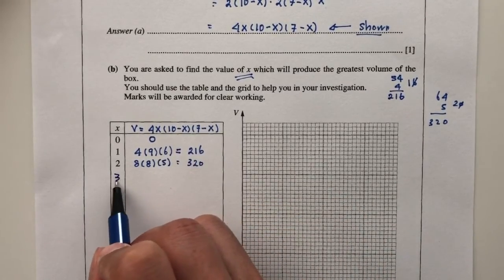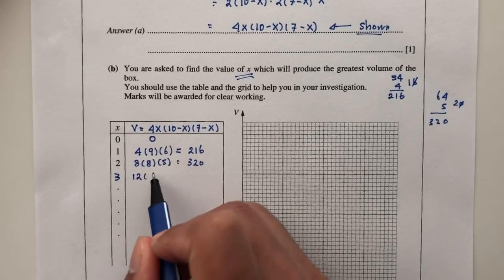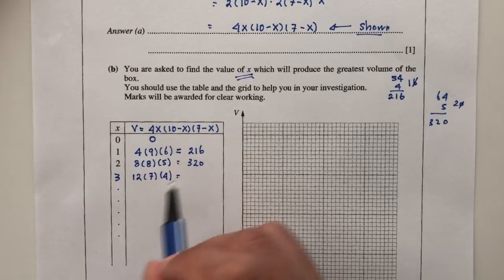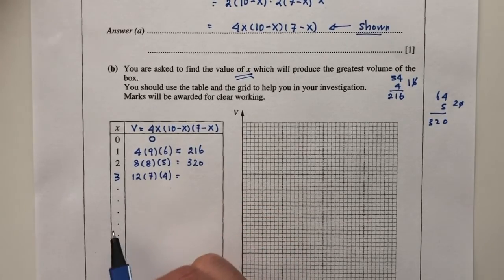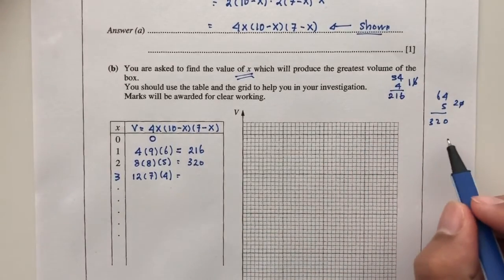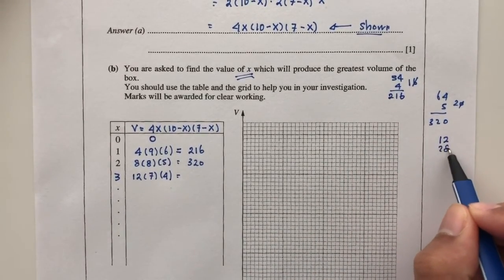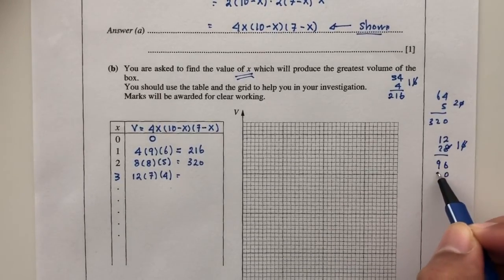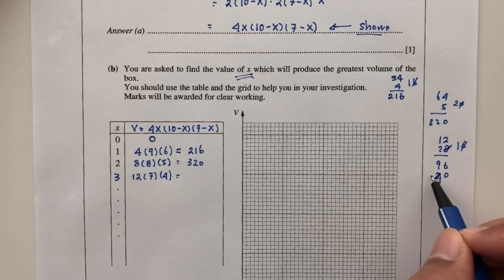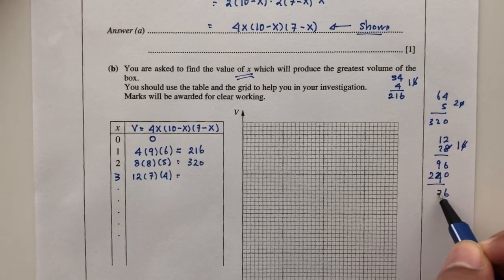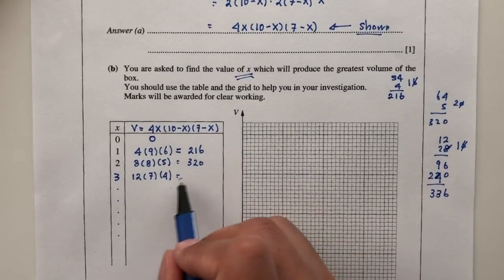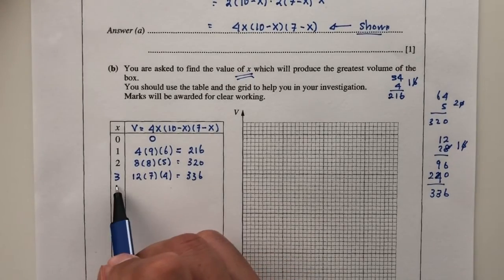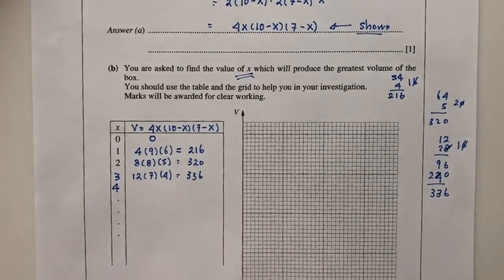Now for the next one, it is 3. That will be 12, that will be 7, that will be 4. We know that 7 times 4 is 28. So 12 times 28: 2 times 8 is 16, and so on, giving 336. As you can see, the value keeps going up, so you have to continue finding the next value. As long as the value keeps going up, you have to keep doing that.